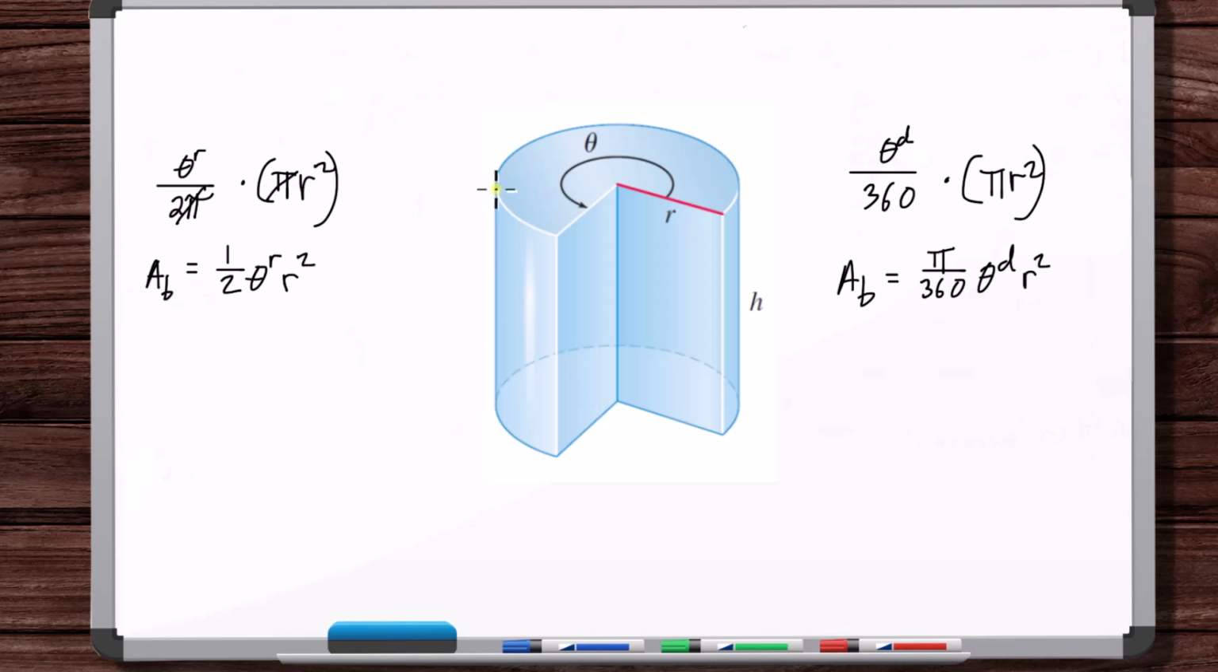Now to get the volume of the cylinder, we just multiply the area of these bases by the height. So the volume in radian measure is 1/2 h theta r squared. Here in degrees, and there we go. There's the volume of this solid.